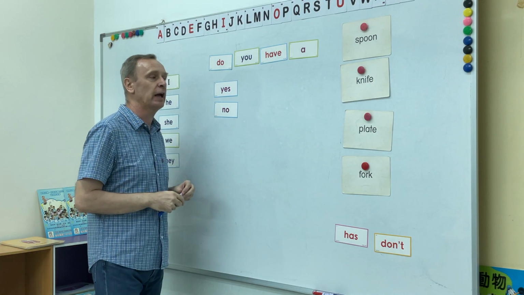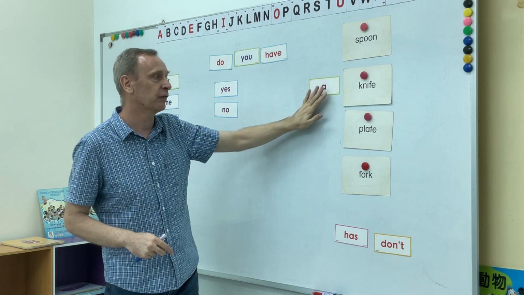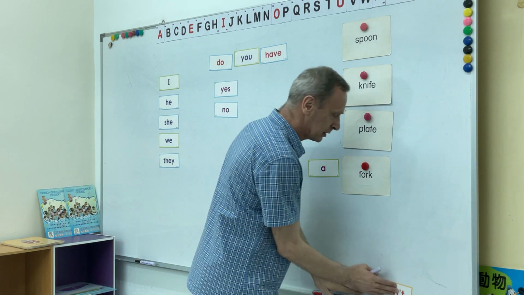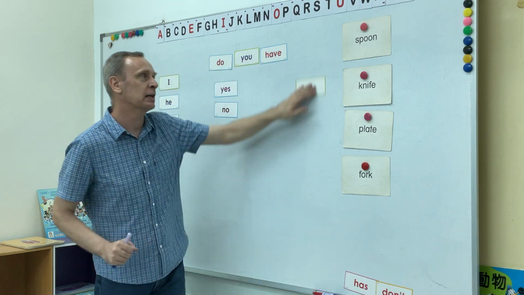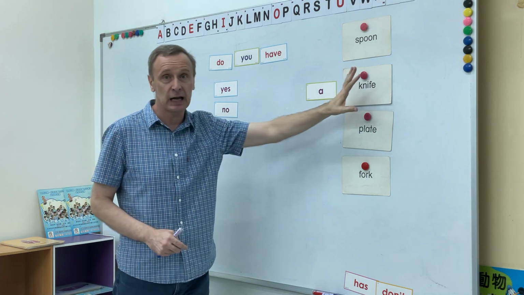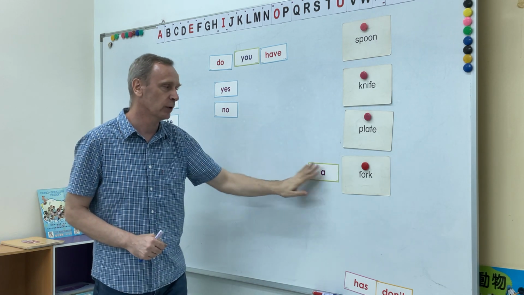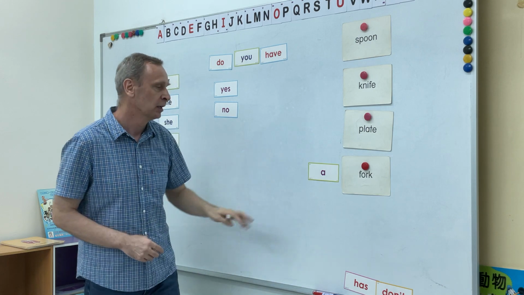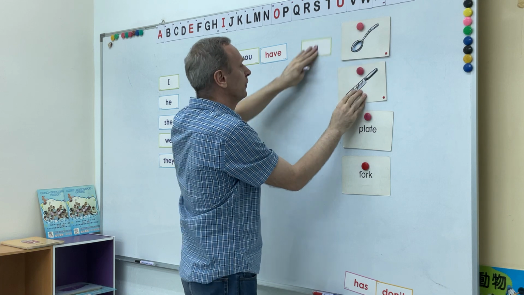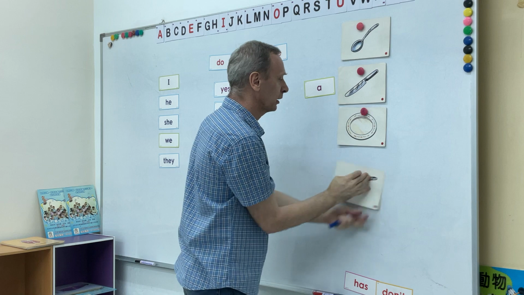Lesson 11. We have a spoon, a knife, a plate, a fork. I'm going to use them later. Say one more time. A spoon, a knife, a plate, and the last one is a fork. A spoon, a knife, a plate, and a fork.